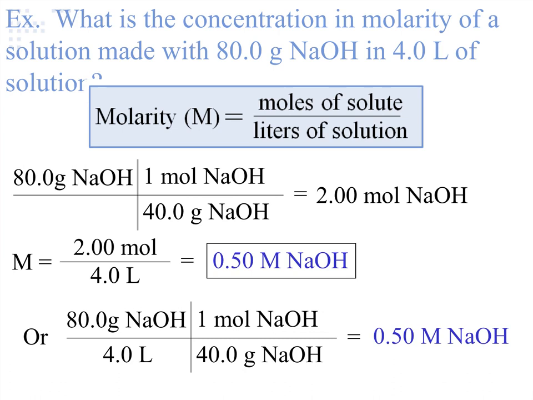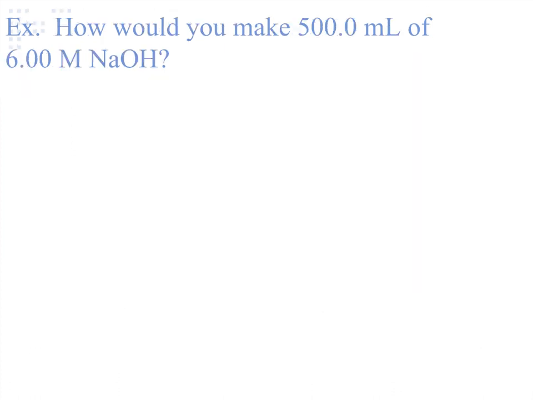We got skipped around here. Anyway, okay, so how would you make a 500 milliliter solution of 6 molar NaOH? So in this case, you actually are going to start with your 500 milliliters.